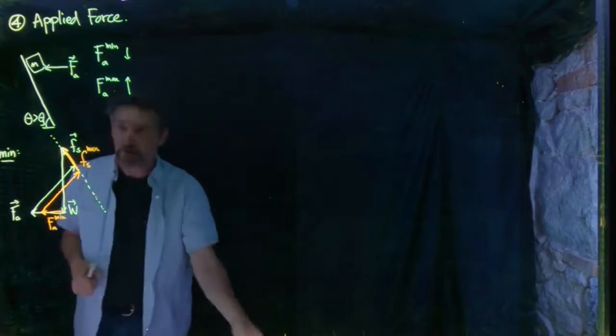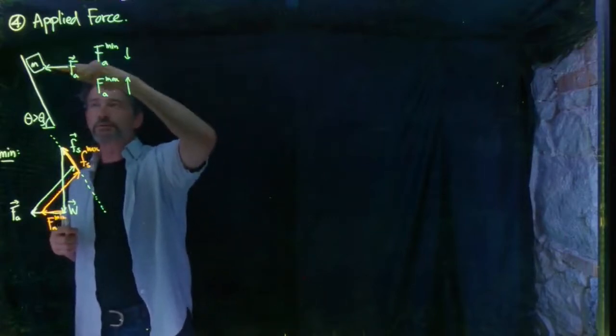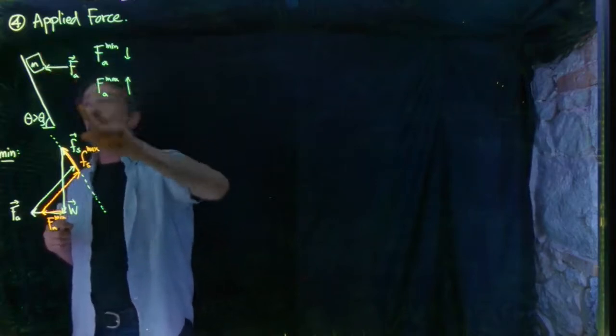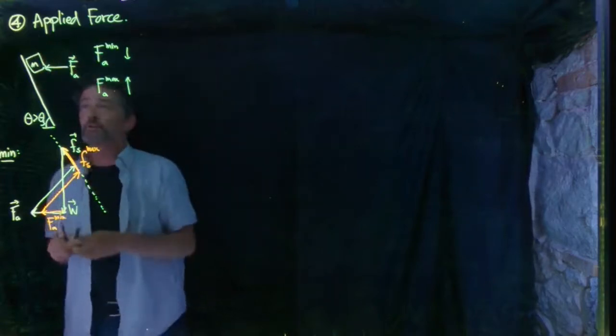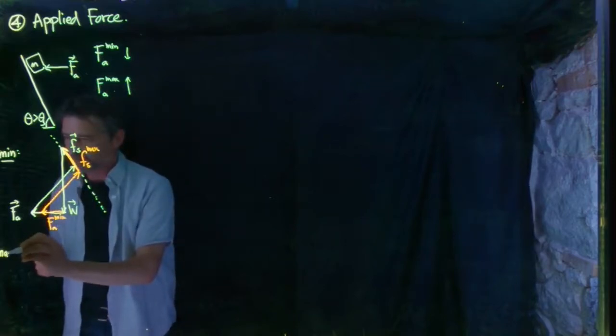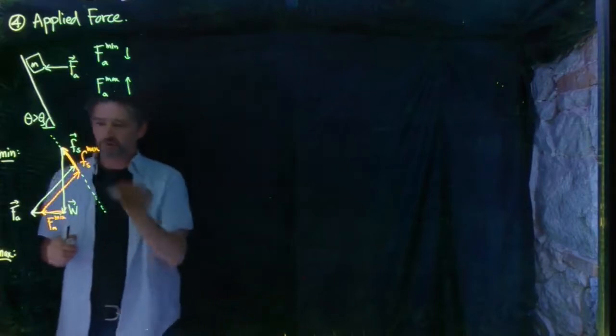Now let's look at the other case, where we're going to apply a really strong horizontal force. If we apply too strong of a horizontal force, there's too much of an upward component, and it will break static friction in the other direction, and it will accelerate up. So now we're looking at the maximum applied force that we can apply. Okay, and so we draw a similar diagram.